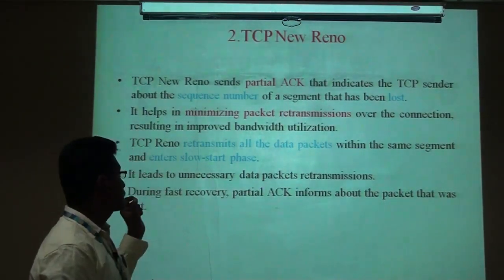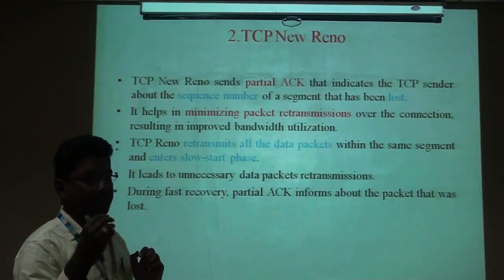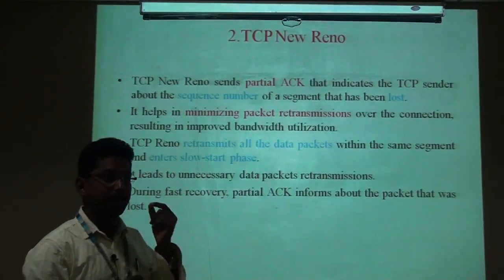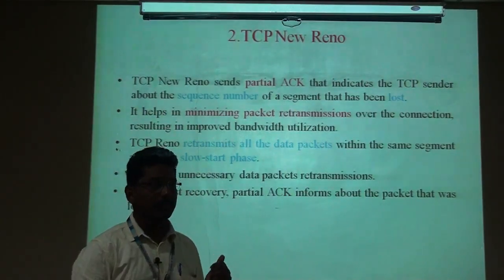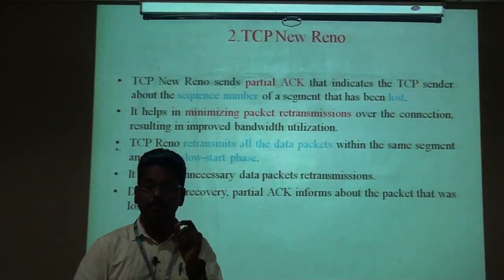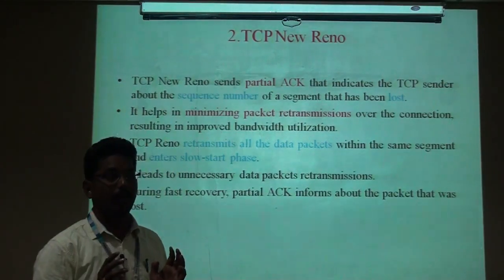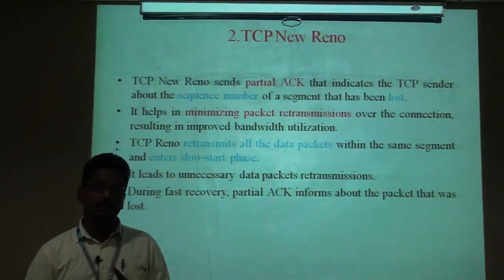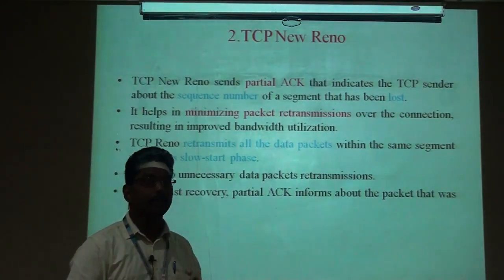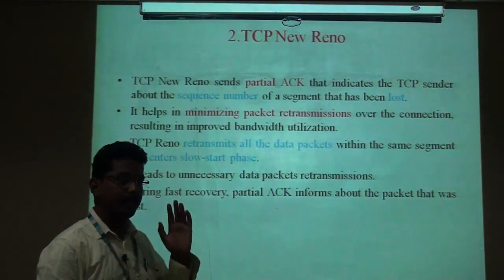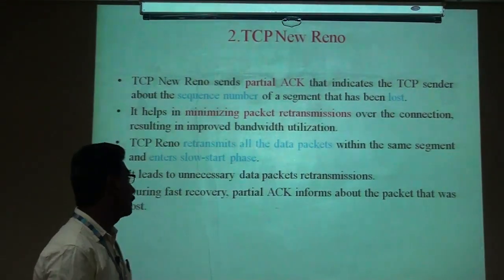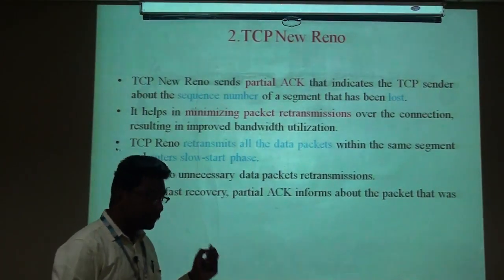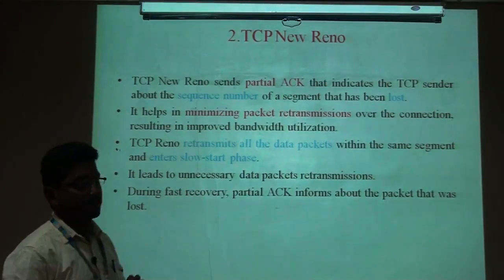Suppose the sequence number of a particular segment is missed, then we get a partial acknowledgement from the receiver that this particular sequence number is missing, so that the sender will retransmit the packets of the specific sequence number, which means the segment along with all the 5 packets will be retransmitted. Before the retransmission, the window will go into the slow start phase, because once the congestion occurs, every time initially the slow start phase will come into action. In order to avoid unnecessary data packet transmission during the fast recovery, we have the partial acknowledgements.